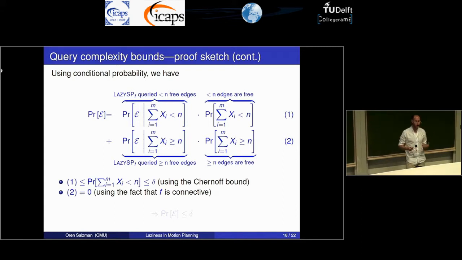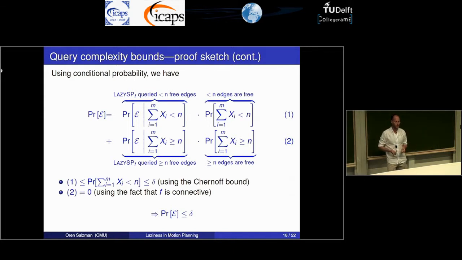And the second one, we know that because f is connective, we're not going to have the case where we're going to query more than n collision-free edges. And if you figure out the math, it's not too hard, then you can show that the event happens with a very low probability. So this is kind of a sketch of the proof and a flavor of the results that we get here.